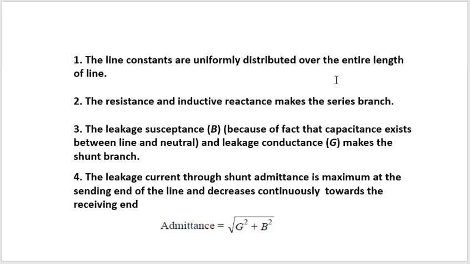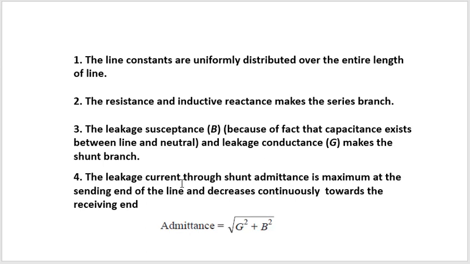The resistance and inductance make the series branch. The leakage impedance or the shunt impedance, which includes leakage susceptance B, and this leakage susceptance B is because of the fact that capacitance exists between the line and neutral, and leakage conductance G make the shunt branch. It means that the shunt branch consists of leakage susceptance and leakage conductance.